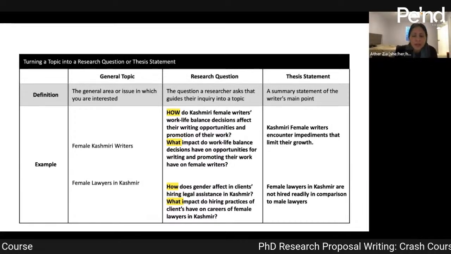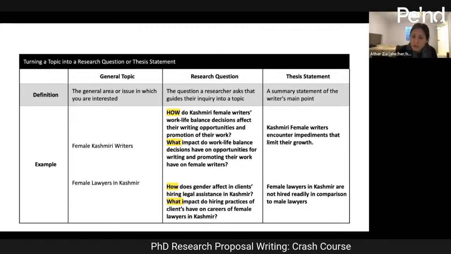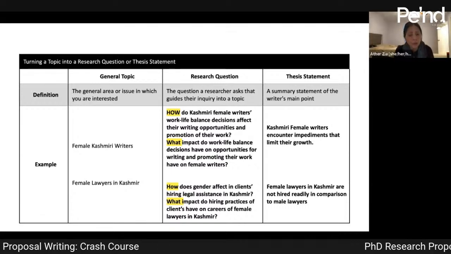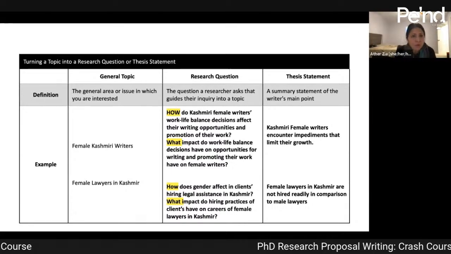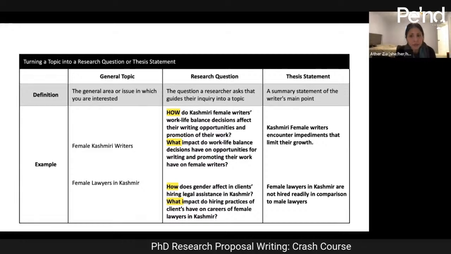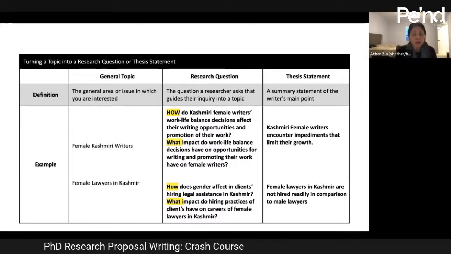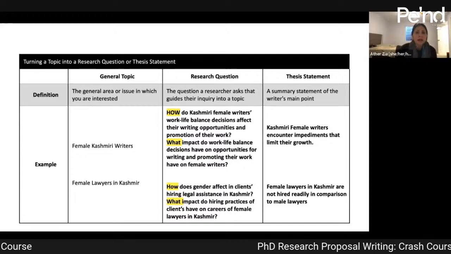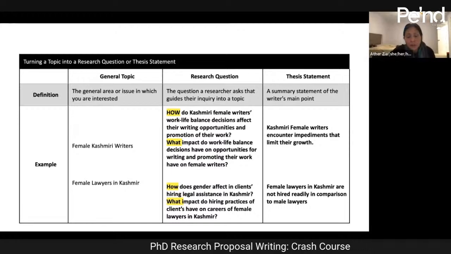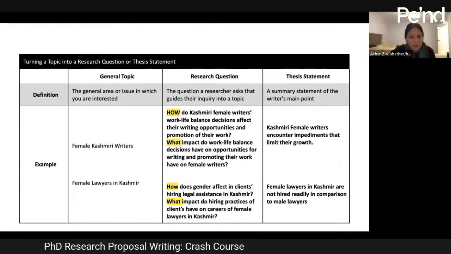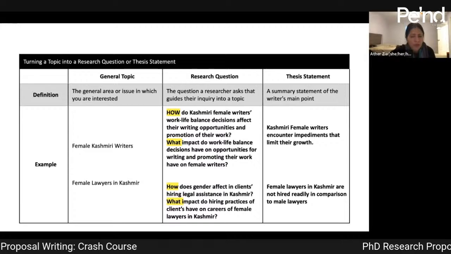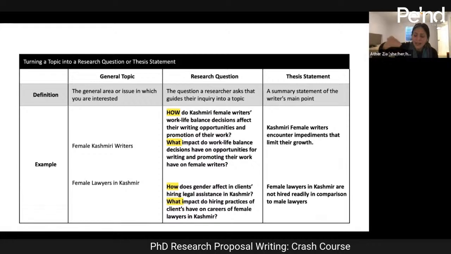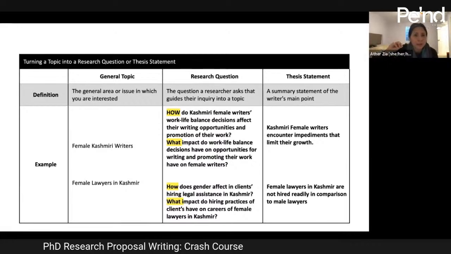And then you're also using another iteration of it, which is a what iteration, like what impact do hiring practices of clients have on careers of female lawyers in Kashmir? So now you're using two iterations, like how and what. And your thesis statement could be female lawyers in Kashmir are not hired readily in comparison to male lawyers. And this could even be a hypothesis. And you can even change it. And again, if we look at them and then we start thinking about what kind of evidence we have, how do we do this in the field, suddenly these questions will change and you will be moving forward. And that is something that I want you to think about.